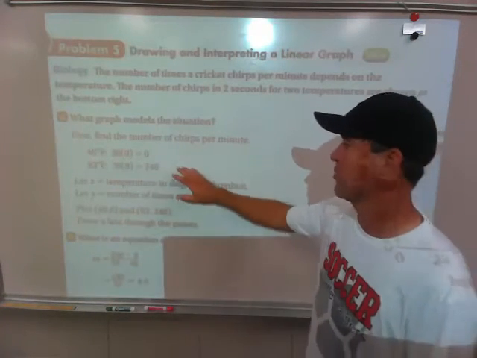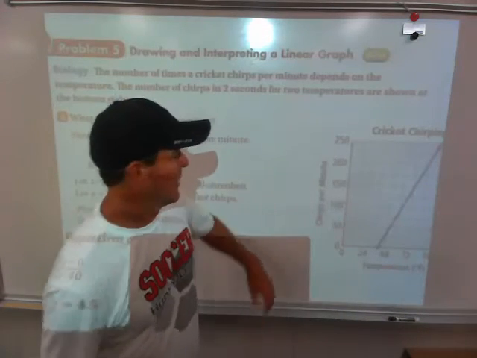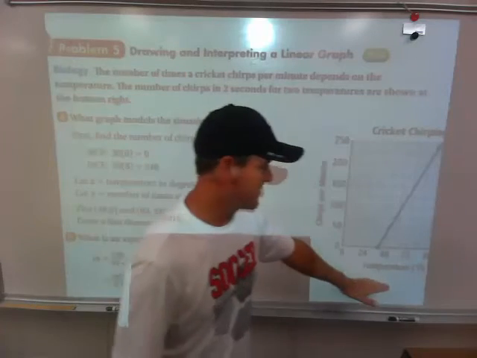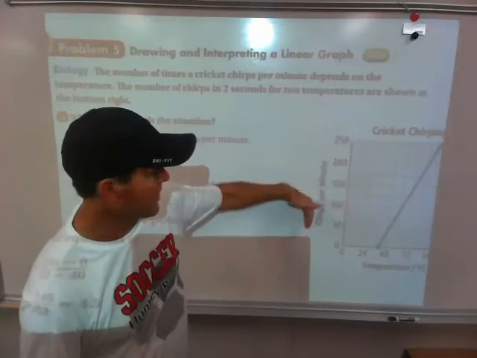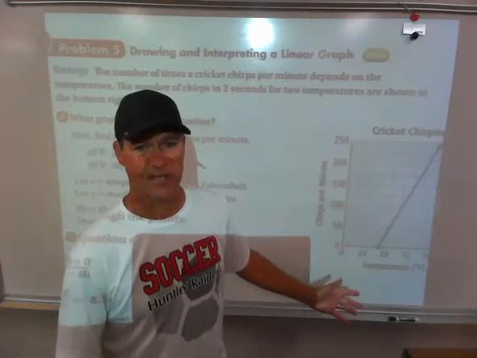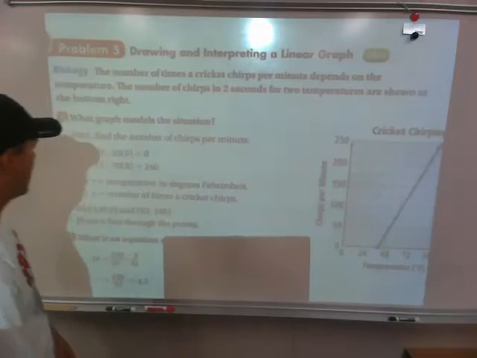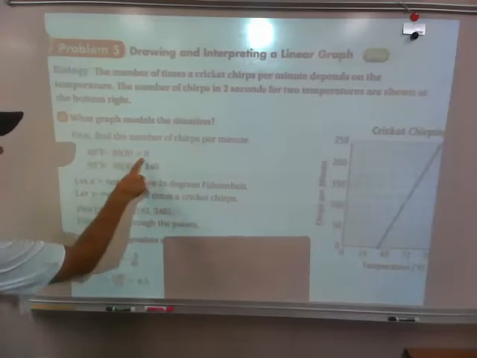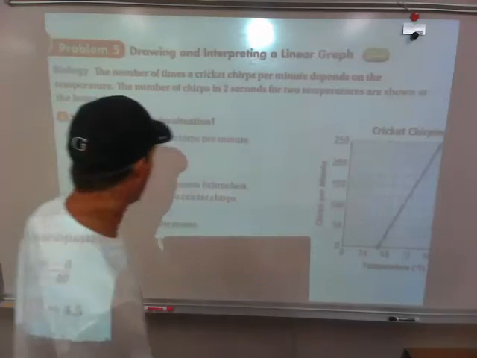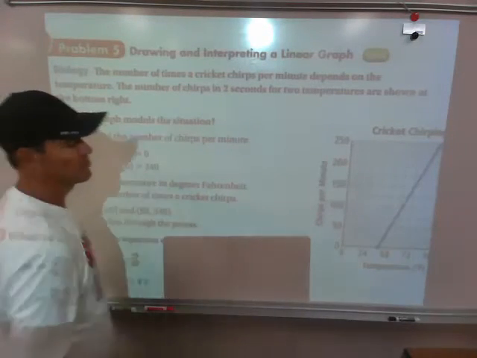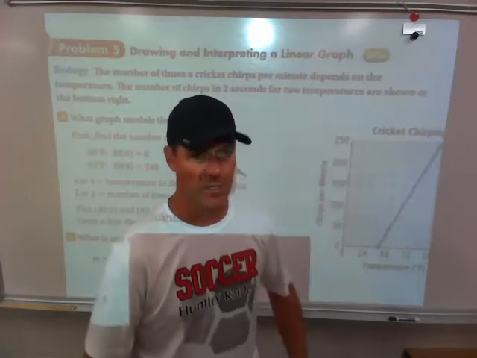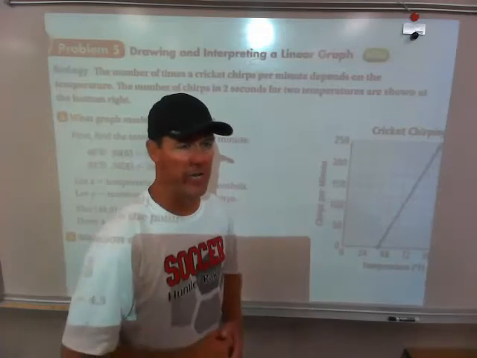So when we come over to our graph, as we look to graph this thing, we have the title, crickets chirping. We have temperature in Fahrenheit, and then we have chirps per minute on our y-axis. So we just have to plot some points, right? So we're going to plot 40 degrees Fahrenheit and 0 chirps. So we come over here, 40 degrees Fahrenheit and 0 chirps. We're going to plot 93 degrees and 240 chirps. So we come over here and we go up to 240, so 93 and 240. Plot that point, draw the line in.